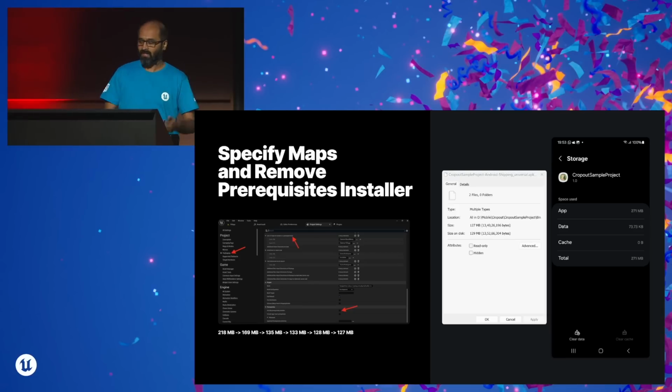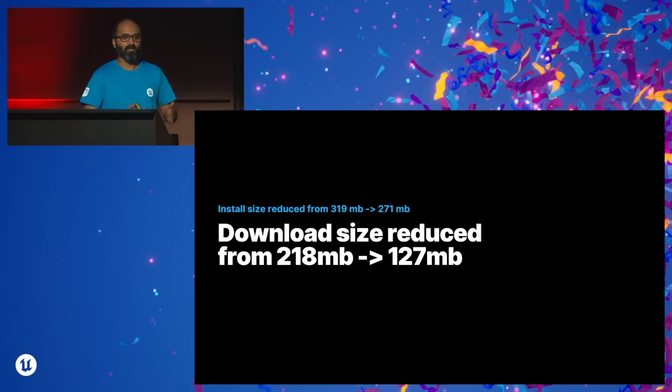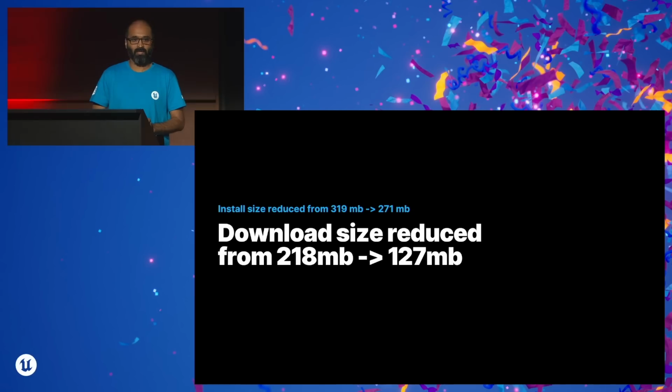And it doesn't end here either. But let's look at our journey, right? We started off with 218 megabytes on a shipping build and got to 127 megabytes by just doing all of these things, and that's significant. That's almost 100 megabytes of download that we have saved for our users. And our storage size, or the install size on the device, also went down from 319 megabytes to 271 megabytes.